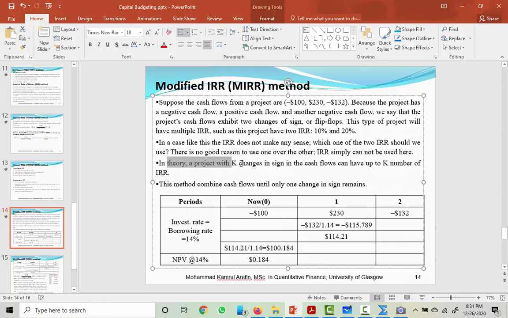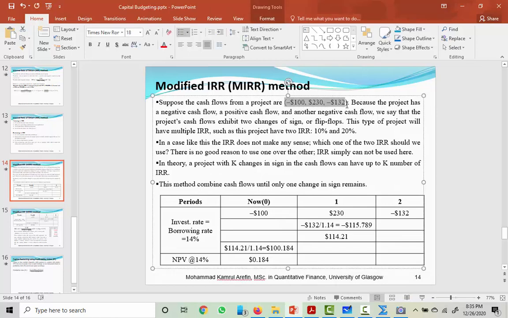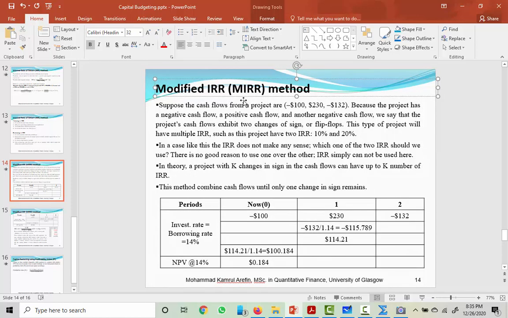So in theory, if a project has k changes in sign in cash flows, we may have k number of IRRs, right? So how can we solve this? In the example that we have used, we have two changes in sign, so we may get 2 IRRs. To solve this problem and come out of the 2 IRRs, we can calculate the modified IRR.